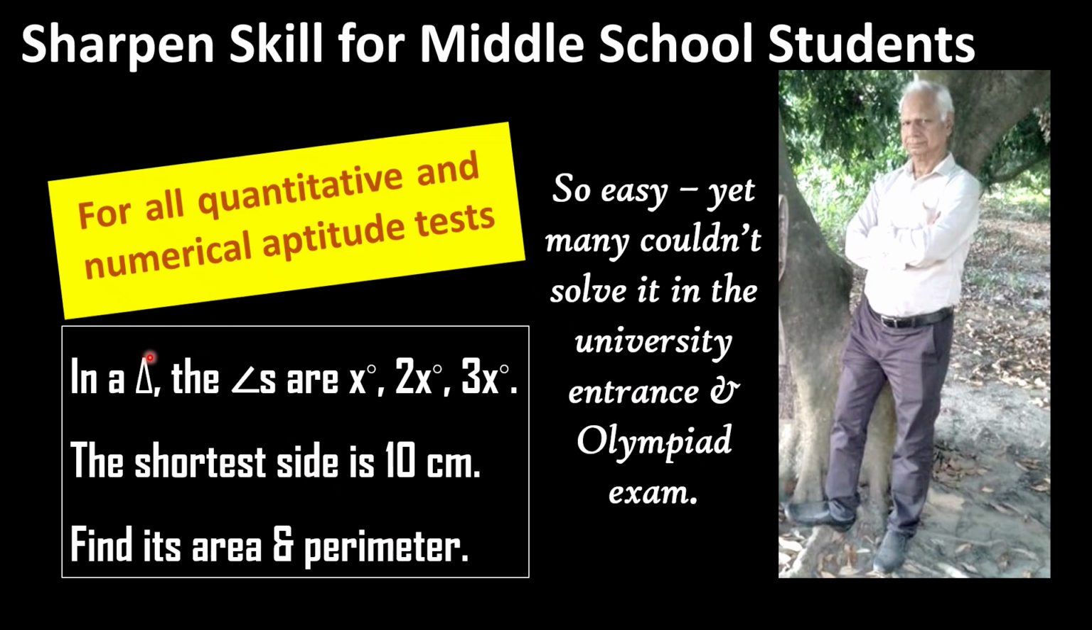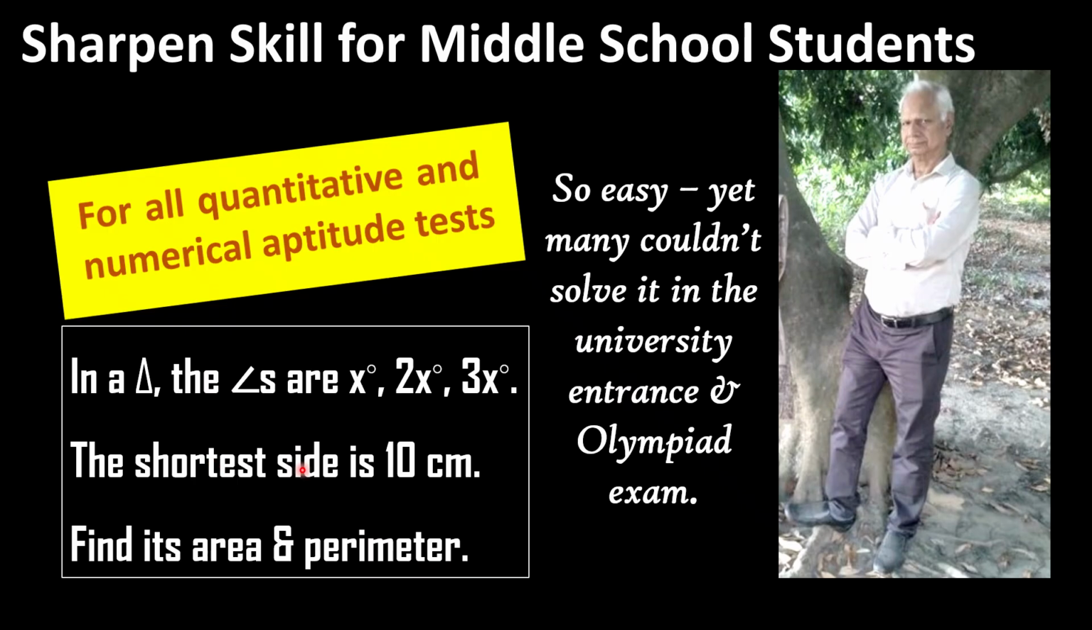Given in a triangle, the three angles. A triangle has three angles. They are x, 2x and 3x, all in degrees. The measures of the angles are in degrees. The three angles, x, 2x, 3x.